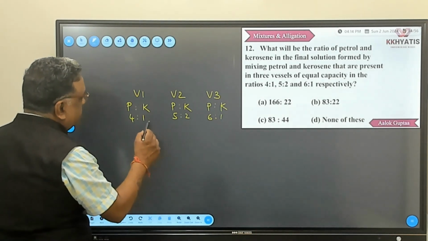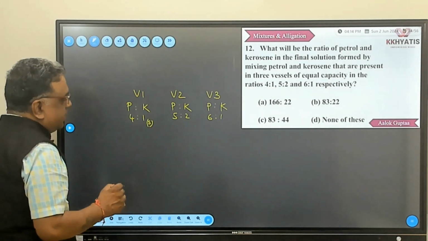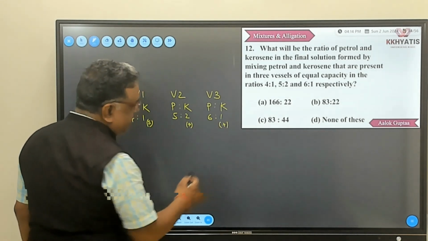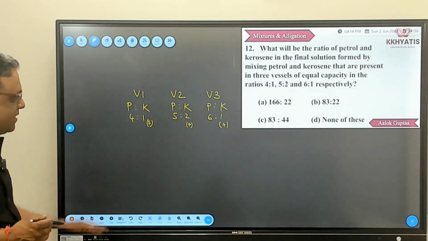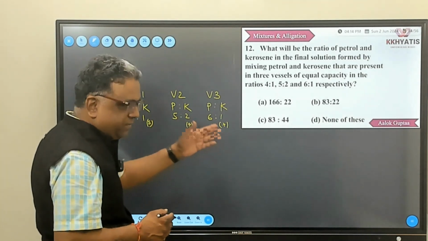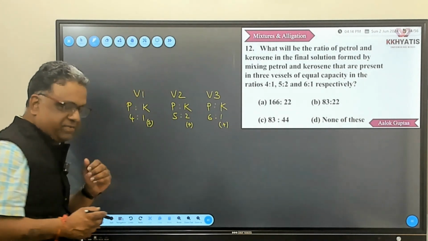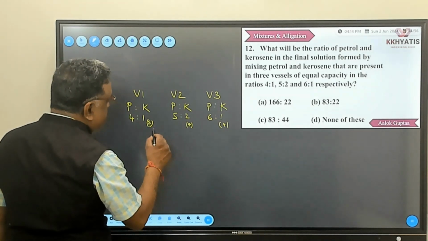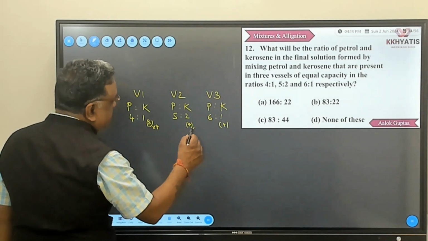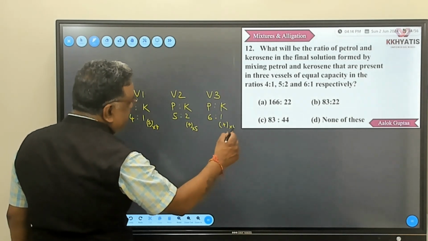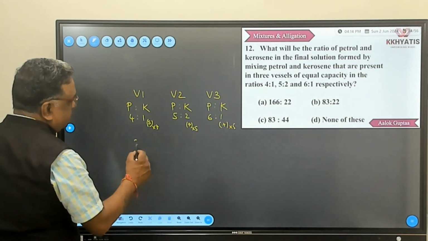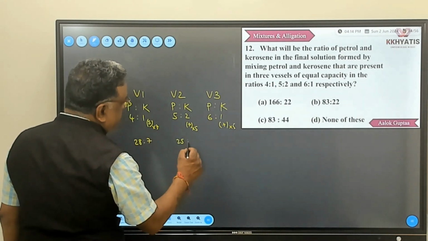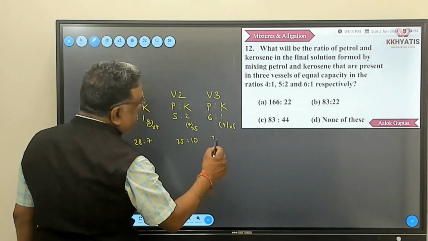Here the total quantity is 5, here the total quantity is 7 in terms of ratio, and here the total quantity is 7. Are they same? No. Each of them are different. This has 7, this has 7, this has 5. So let us first make them equal. So what I will do, I will multiply this by 7, I will multiply this by 5, and I will multiply this by 5. So what will this become? 28:7. What will this become? 25:10. And what will this become?